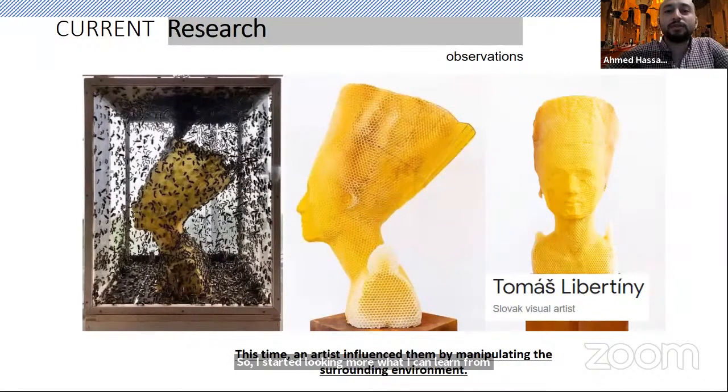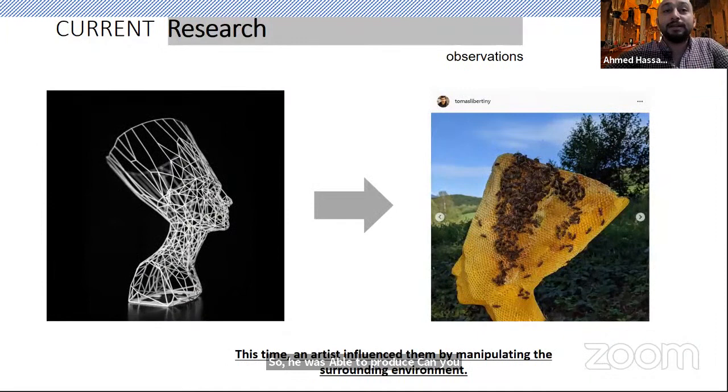So I found an artist influenced by the same idea, but he started manipulating the surrounding environment where the bees build their nest. He was able to produce a Cleopatra head from a 3D printed tessellated structure, a very simple structure that the bees used to build their nest around. So they are designing while building, they are building, fabricating. There are a lot of observations in these pictures.